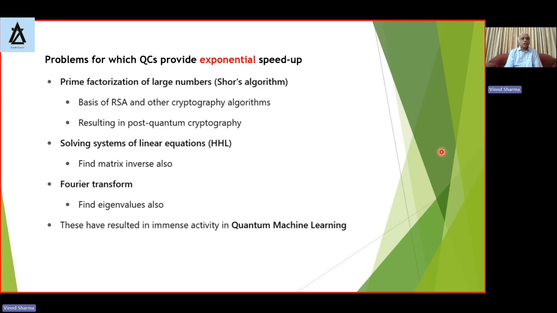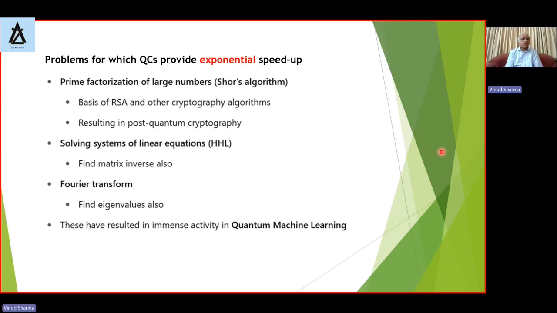Another important problem is solving systems of linear equations. These equations are being used everywhere, and these have very important applications. There is a quantum algorithm, HHL, which can again give exponential speed up for these problems. And that algorithm can also compute matrix inverses.